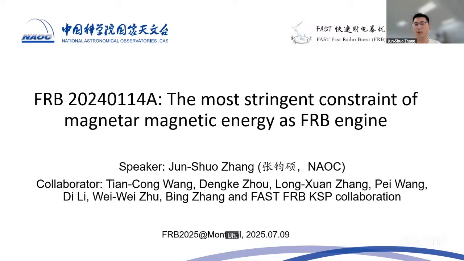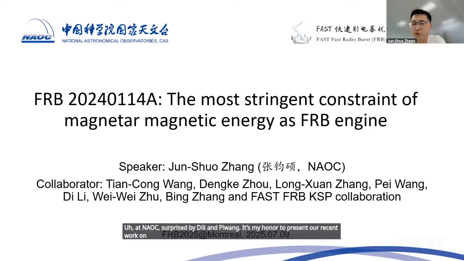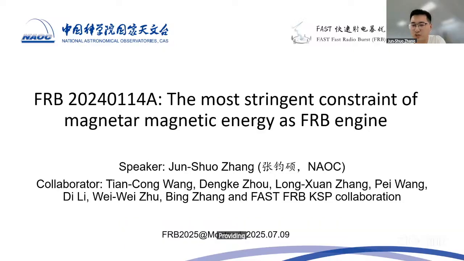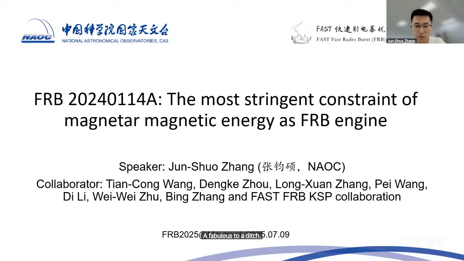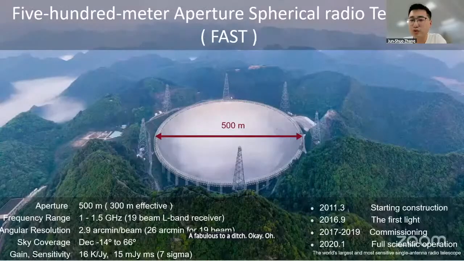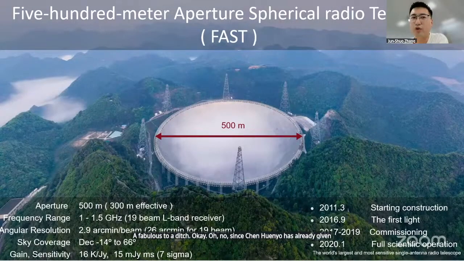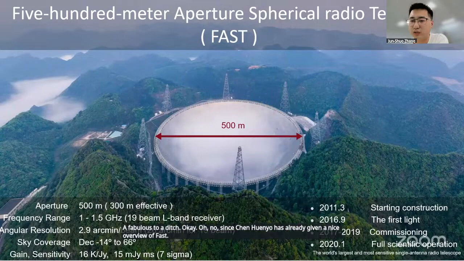Hello everyone, my name is Jun-Shuo Zhang, a PhD student at NAOC, supervised by Di Li and Pei Wang. It's my honor to present our recent work on FRB 20240114A on behalf of the FAST Key Science Project, providing the most stringent constraint on the magnetic energy of magnetars as the energy source of FRBs to date. Since Chenhui Niu has already given a nice overview of FAST, I won't go into the details again.